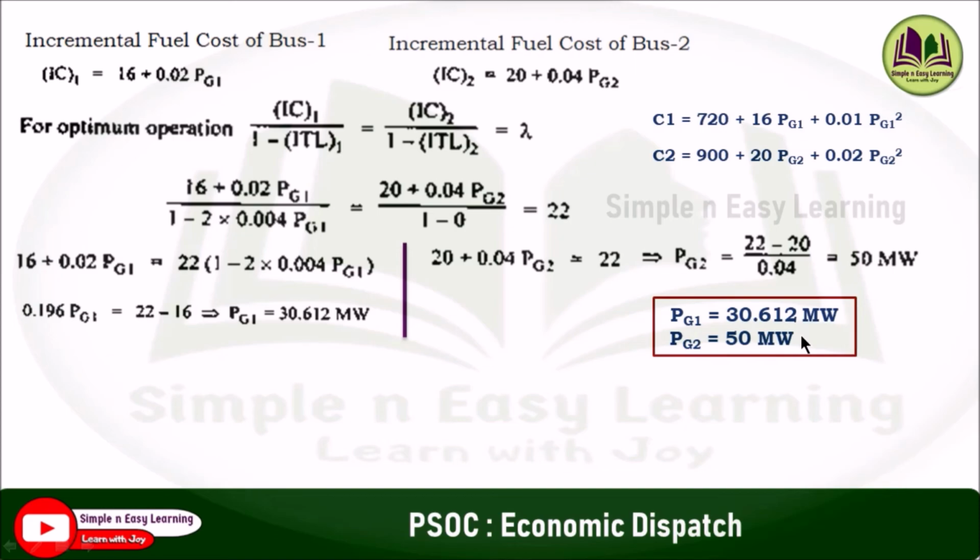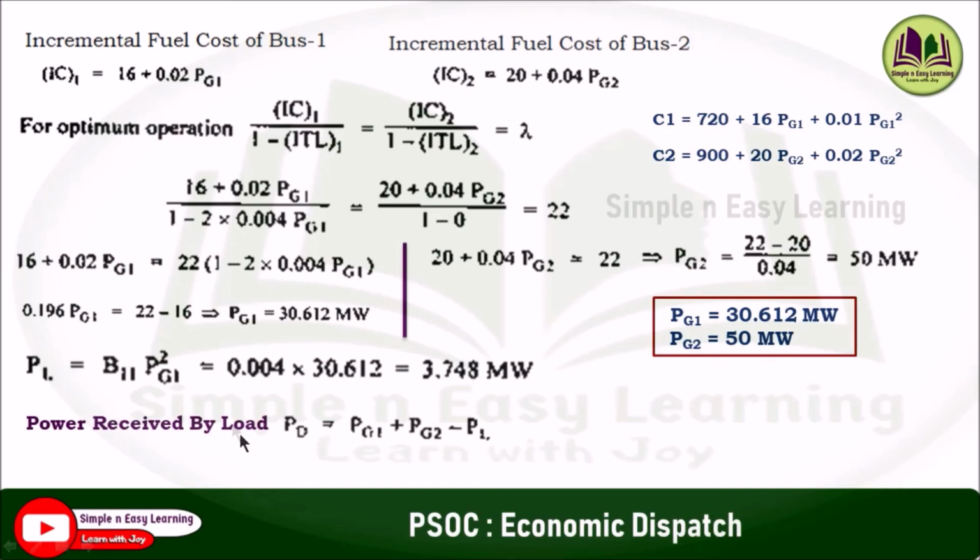Second, the problem asks us to find the power received by the load. For that we need to calculate the power loss also. Power loss PL is equal to B11 PG1 square. B11 is 0.004 and PG1 we calculated now for the optimum operation, that is 30.612. Substituting, you get power loss as 3.748 megawatt.